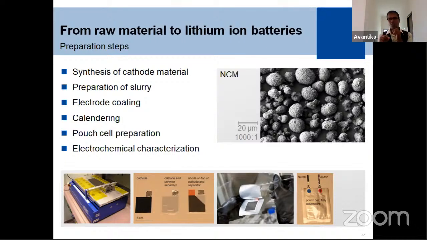Okay. Now I will show you how we can prepare the coin cell in the laboratory.